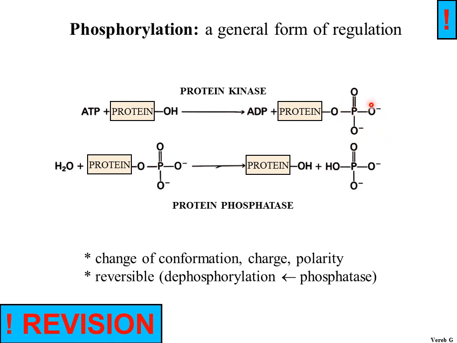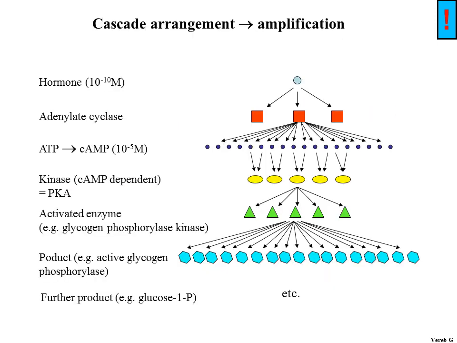And this is just because the charge and the polarity of this phosphate group is so huge that it is able to alter the conformation of the protein very heavily. And of course that would usually be the tertiary structure of the protein that is most changed in these cases. So after this little detour of revision, let's see what's next.